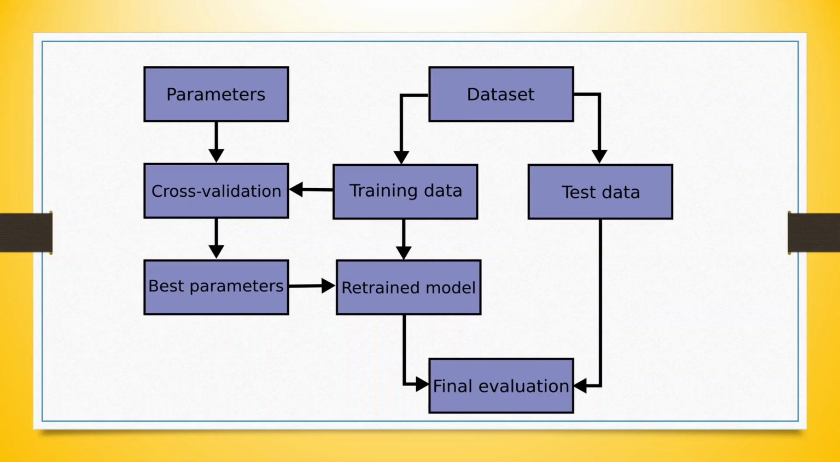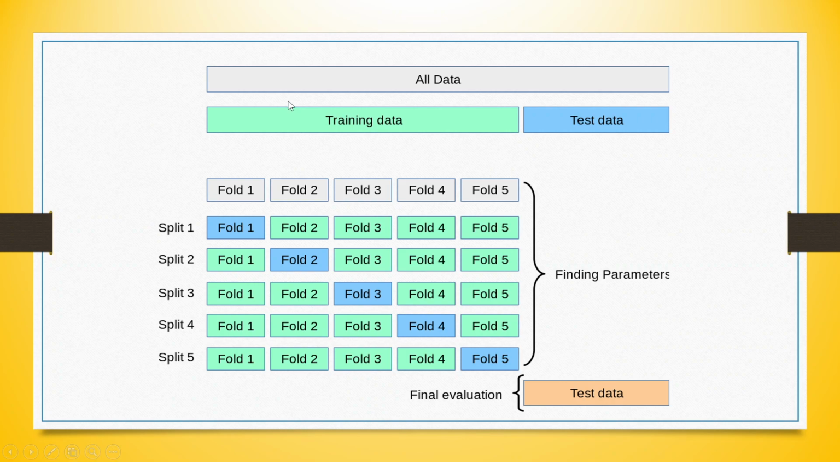Now, how is cross validation being done? Let's try to see. The gray color indicates all the data. It will be split into two parts: the training in green color, the testing in blue color. So if there are 100 observations, then there will be 5 folds or 10 folds. If there are 5 folds, each fold consists of 20 observations. So in the first split, fold 1, the blue color becomes the testing data, and the remaining becomes the training data.